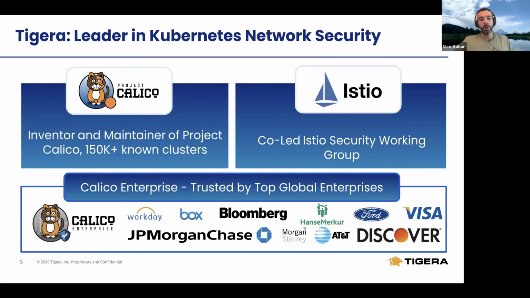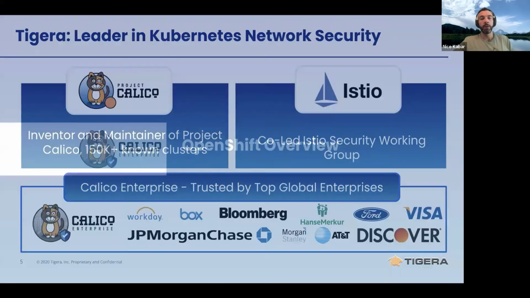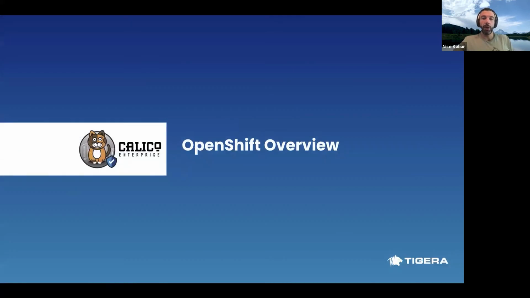Calico Enterprise is a solution that we build on top of Project Calico, where it adds a lot of the capabilities that are needed by many global enterprises today. You can see here a few of our top customers that are using Calico Enterprise today in production across various verticals. So I'll switch it over to Ken, if you want to take the attendees through a quick overview of OpenShift and some of the design considerations from a networking perspective. Ken? Thanks, Nico. Go ahead and go to the next slide for me, please.